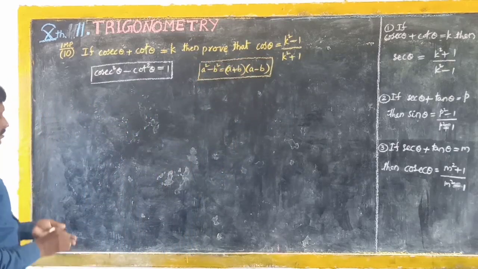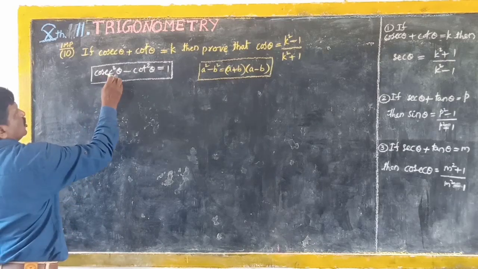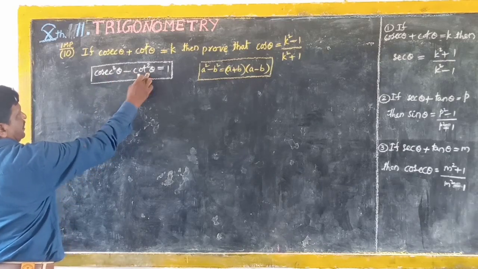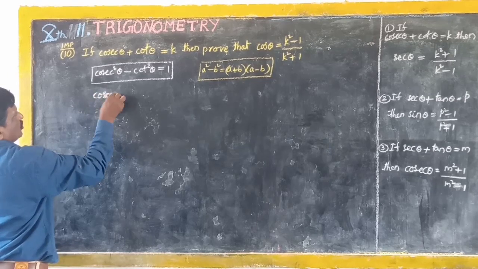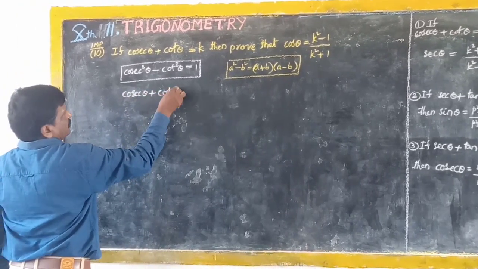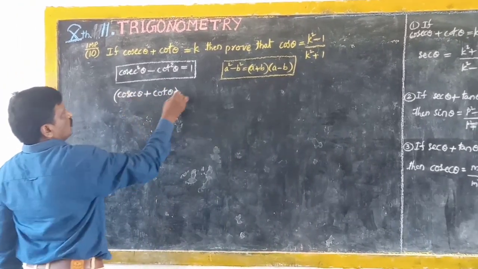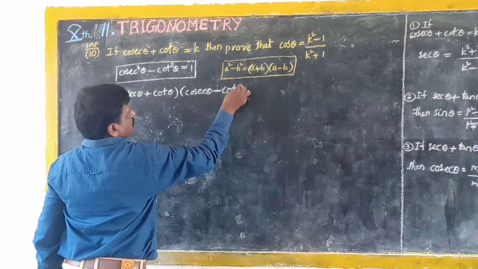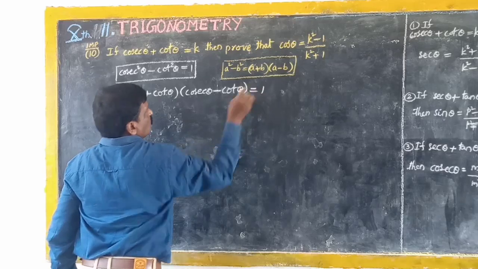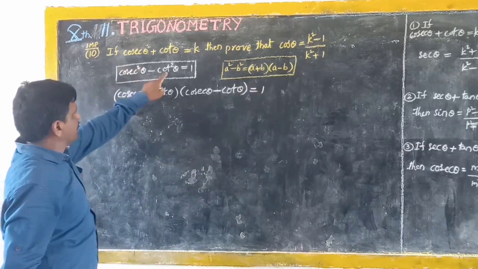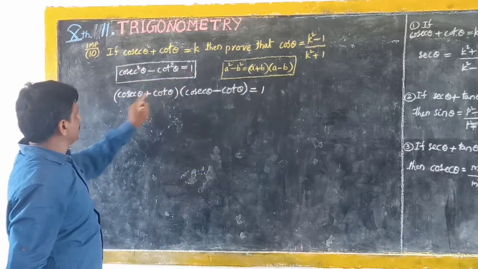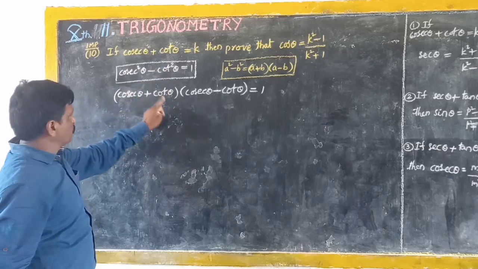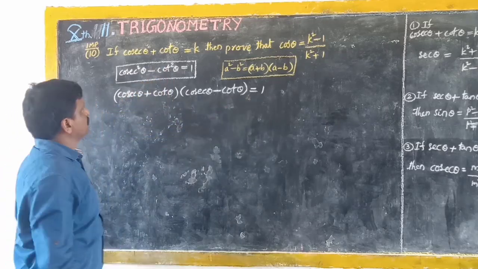So you will divide: cosecant square theta minus cot square theta is equal to cosecant theta plus cot theta into cosecant theta minus cot theta, which is equal to 1. Cosecant square theta minus cot square theta is equal to 1. This is a square minus b square, a plus b into a minus b, is equal to 1.